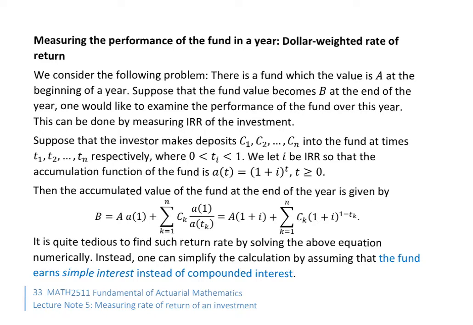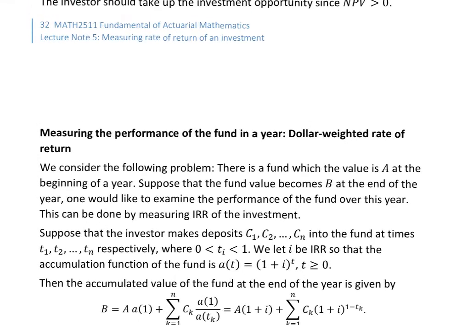In today's lecture, we will focus on two useful indicators to evaluate the performance of an investment fund over a year, which are the dollar weighted rate of return and the time weighted rate of return. Both indicators are used to measure our fund performance in a particular year, so that we can decide whether we want to stick to the fund or withdraw it and choose another one. Now, to start with, let us consider this scenario.